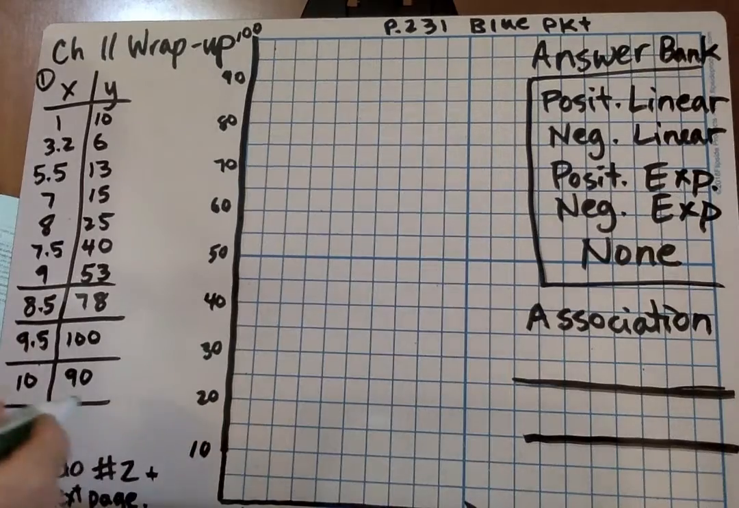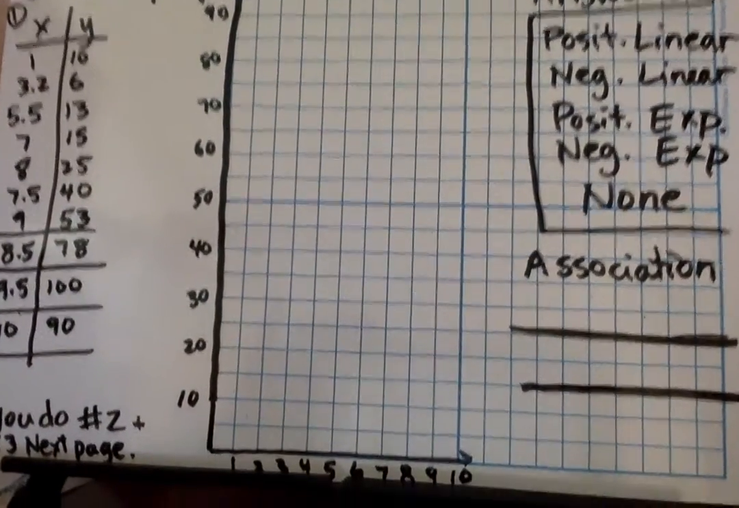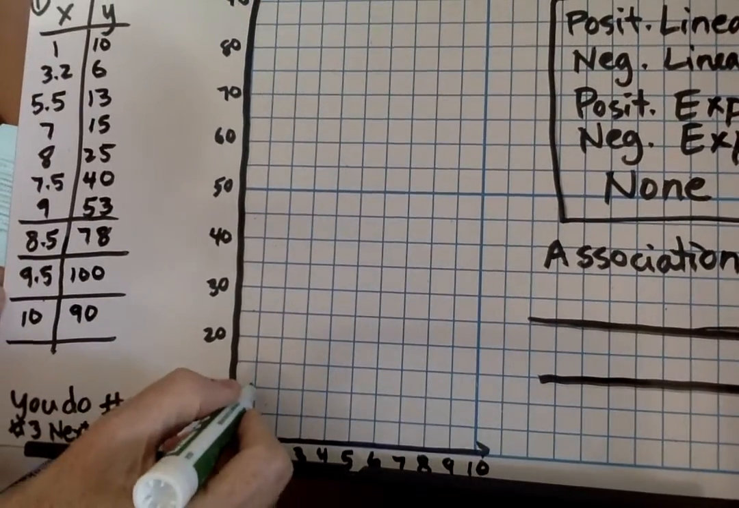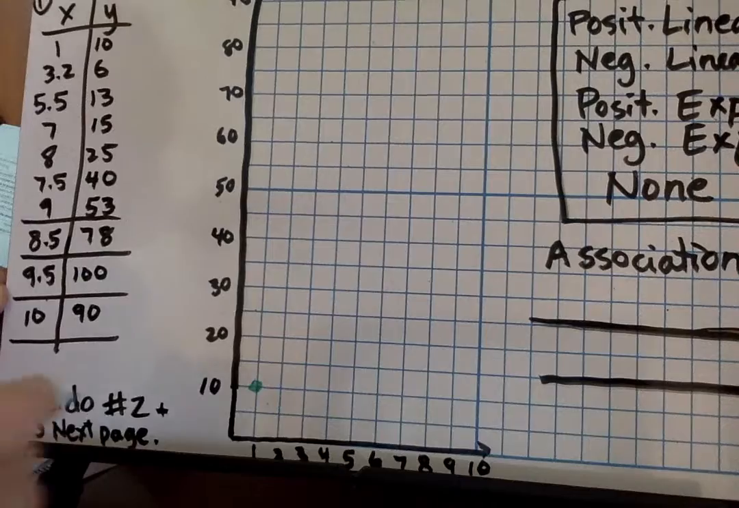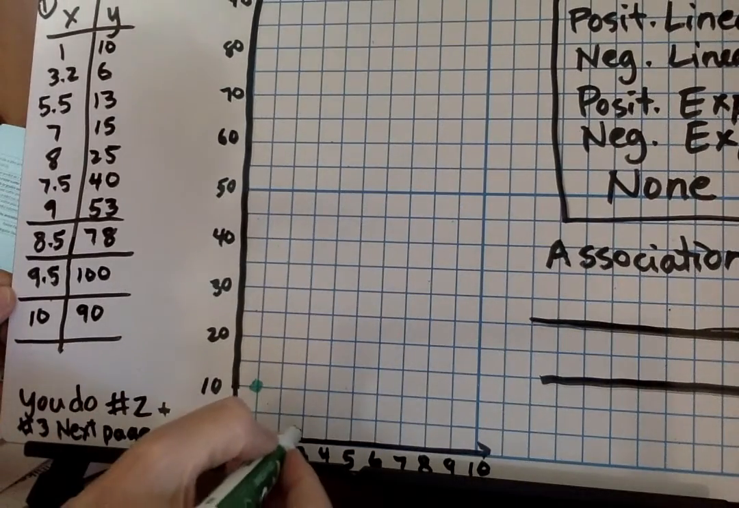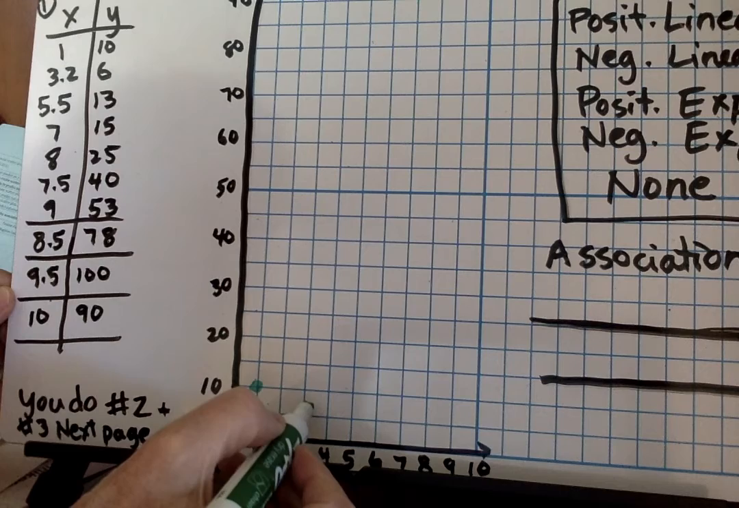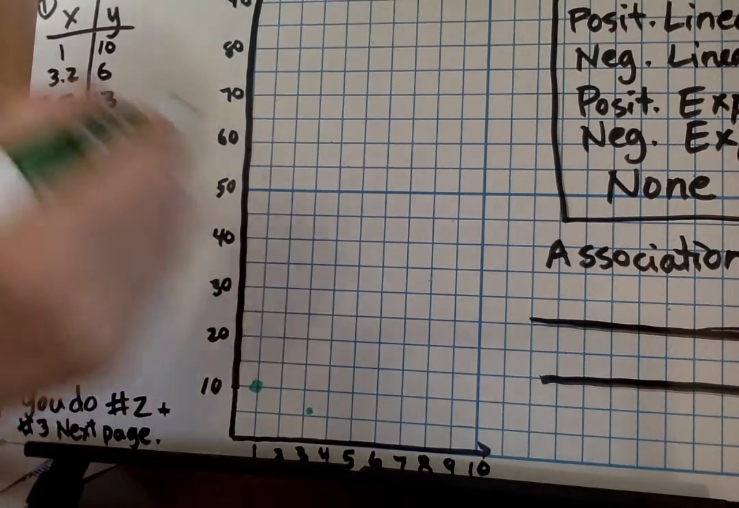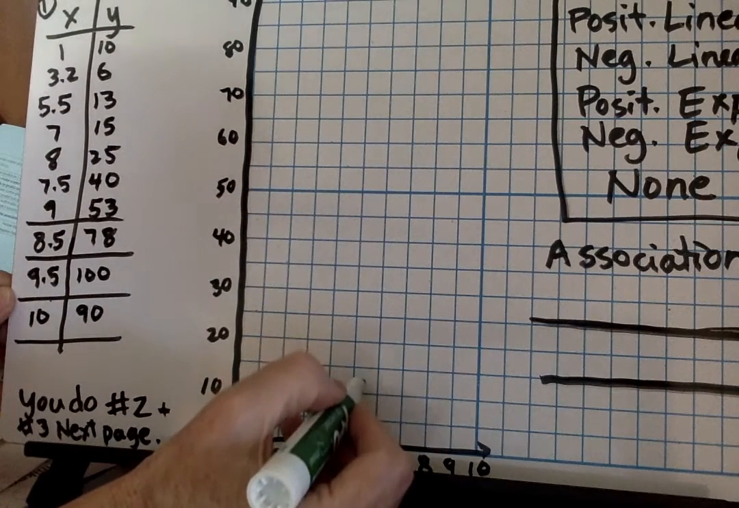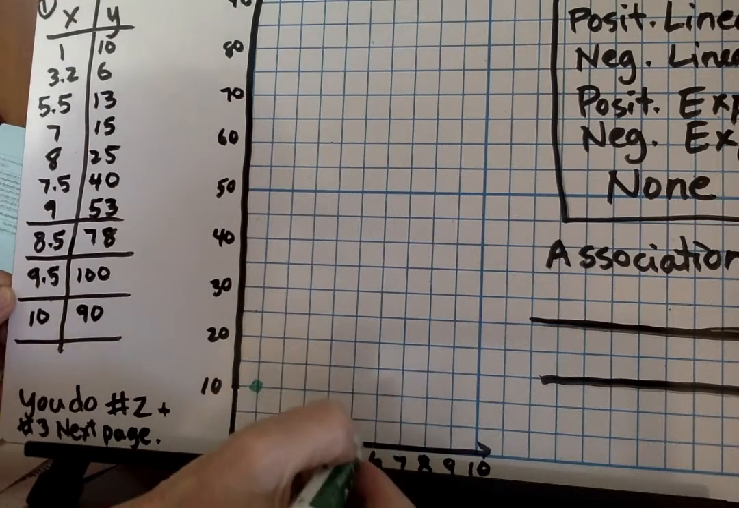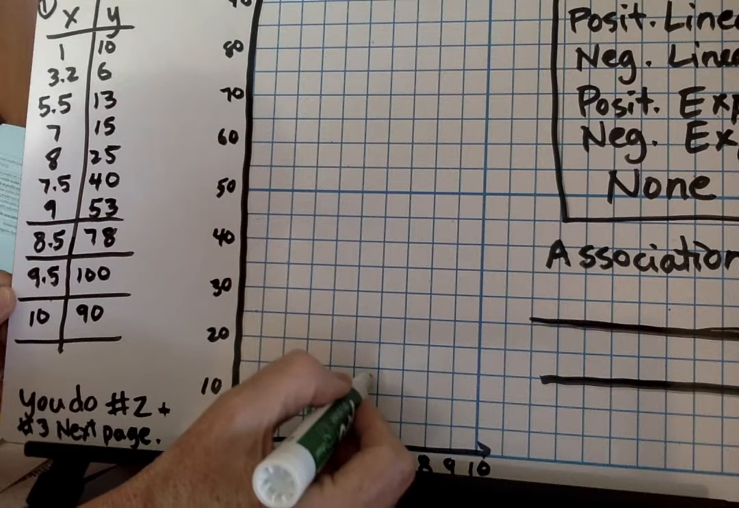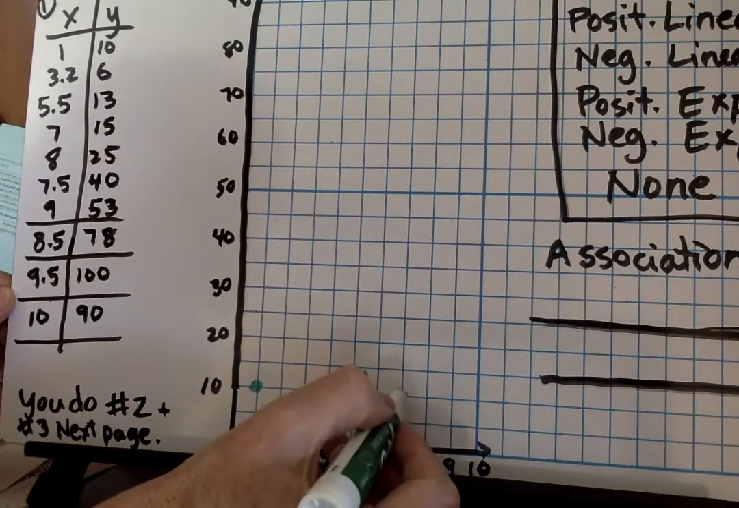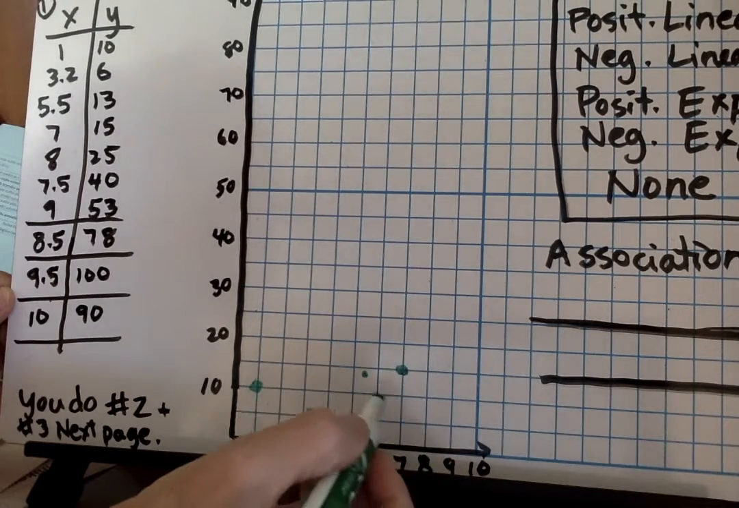1, 10. So hopefully you could see that down there. 1, 10 right here. Again, x first, y second. 3.26. We're going to have to estimate in there, right there. 5.5, 13. 5.5, 13 is just going to be below 15, so right there. 7, 15, so 7. 15 is right in between, right there.